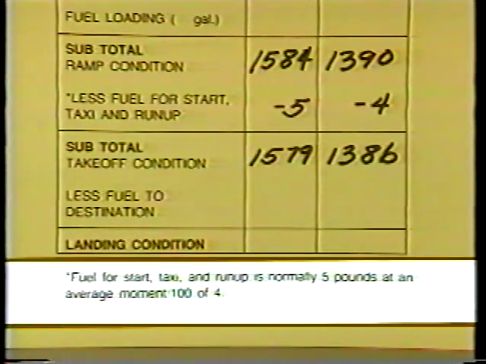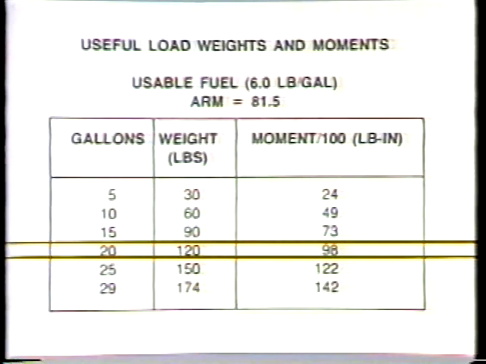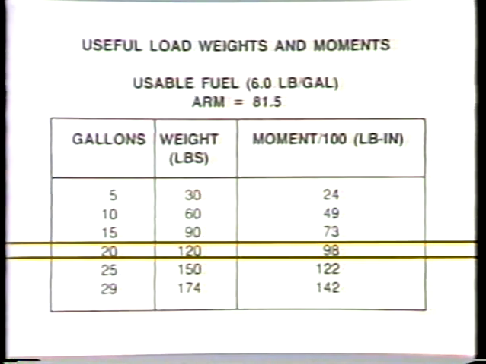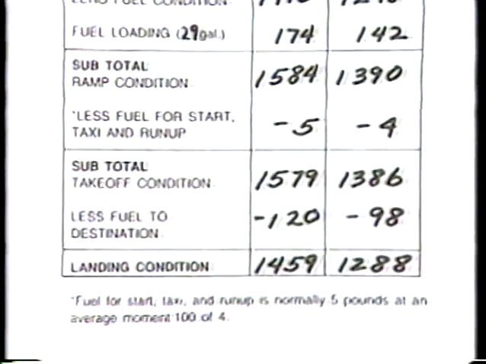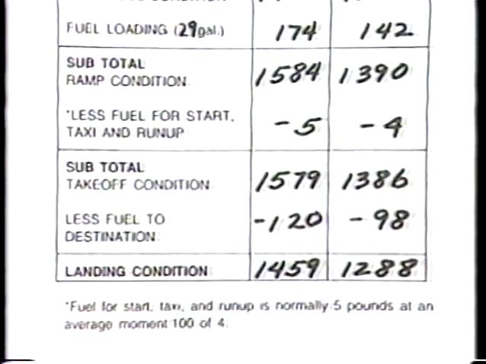Subtract fuel for start, taxi, and run-up. This figure is usually 5 pounds with a moment of 4. Again, subtotal these numbers to find the takeoff condition. Let's assume that during this flight you will consume 20 gallons of fuel, which has a moment of 98 and a weight of 120 pounds. Enter these values on your worksheet next to less fuel to destination and subtract it from the takeoff condition values, which will give you a landing condition that will look like this.